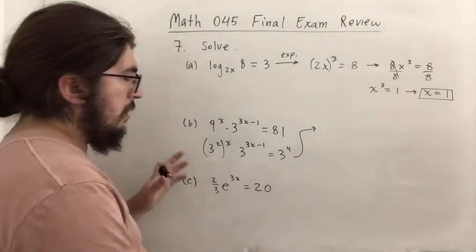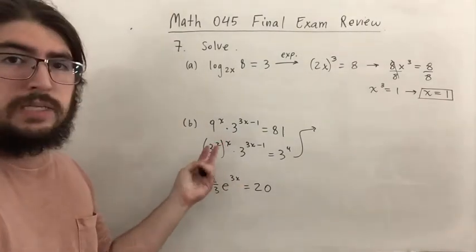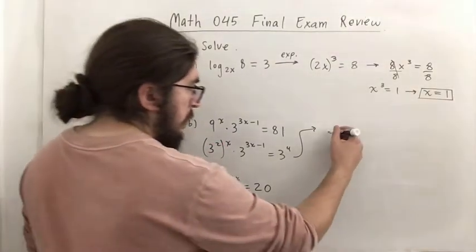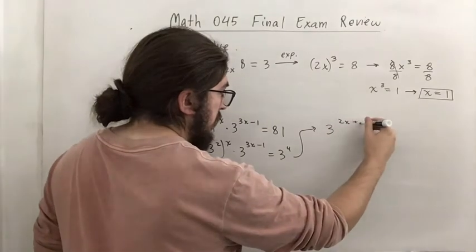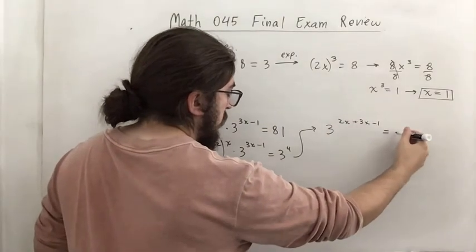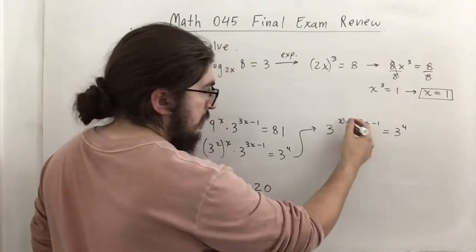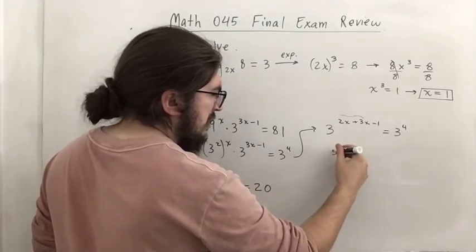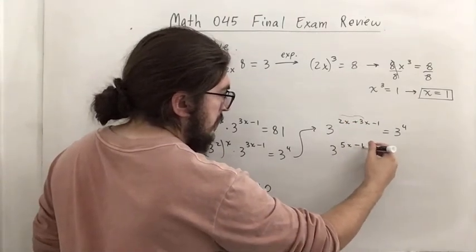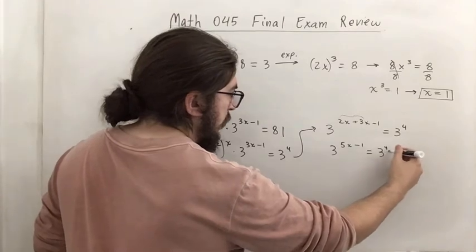Okay, so now multiplying these two, we get 2x, but then adding the exponents, we get 3 to the 2x plus 3x minus 1 is equal to 3 to the 4th. You combine these, you get 5x, so that's 3 to the 5x minus 1 is equal to 3 to the 4th.